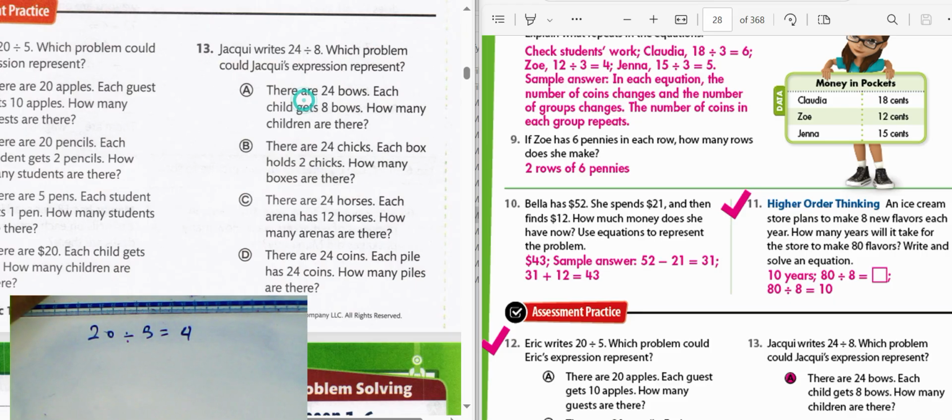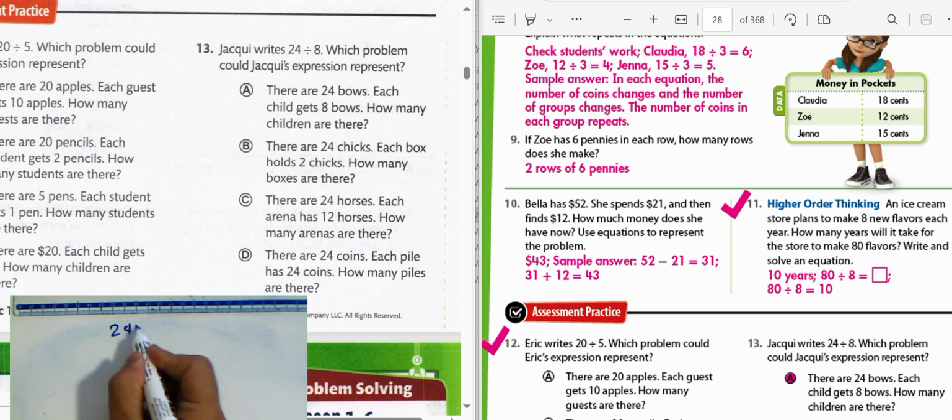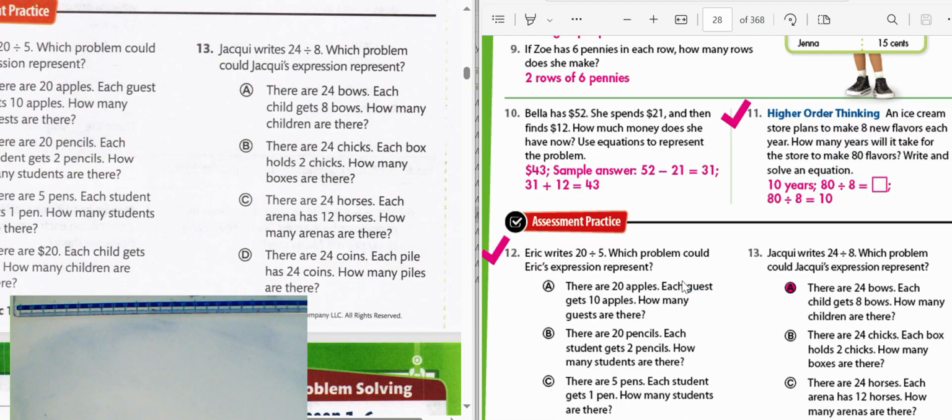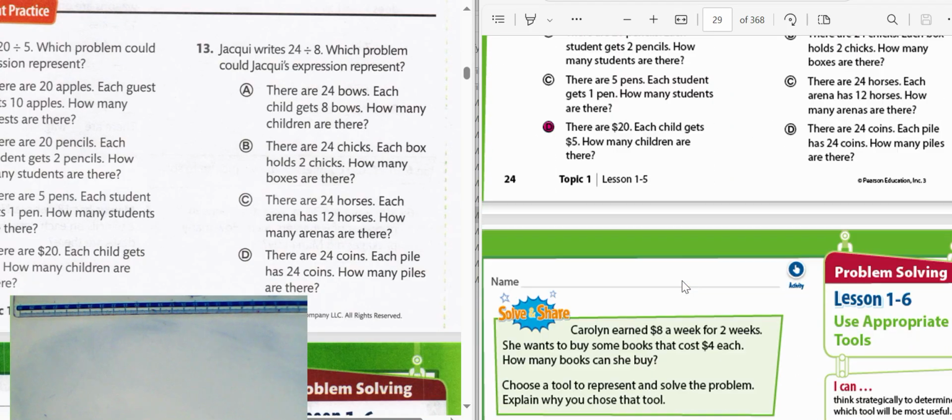Choose letter A, because 24 divided by 8 equals 3, because 3 times 8 equals 24. Okay, then we must choose the answer here, letter A. Okay, choose letter E, circle it around the circle.